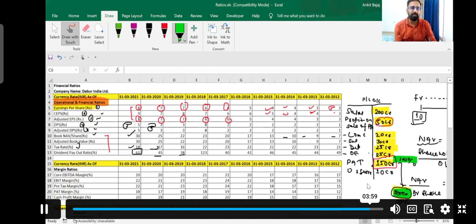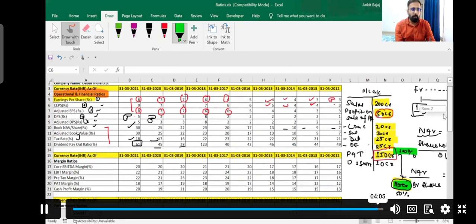So we have discussed ratios related to operational and financial ratios. Now in the next lecture we will be discussing margin ratios.